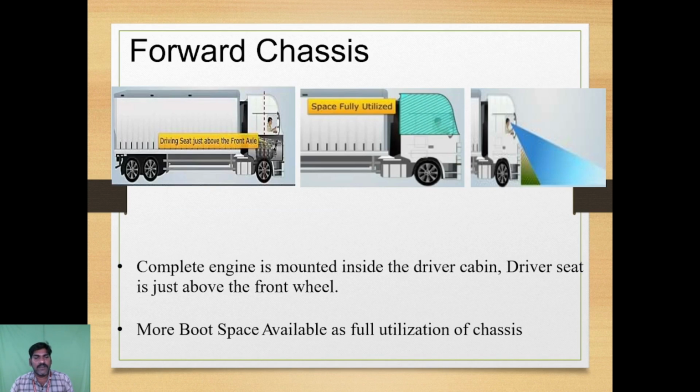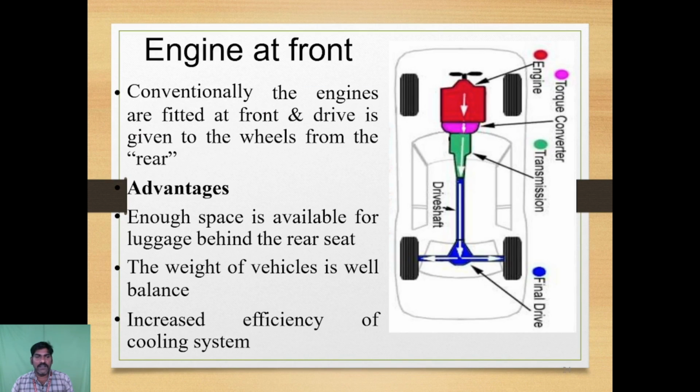Forward chassis. First one, the driving seat is just above the front axle. Second, space is fully utilized. The complete engine is mounted inside the driver cabin. The driver seat is just above the front wheel. More body space is available as there is full utilization of the chassis.